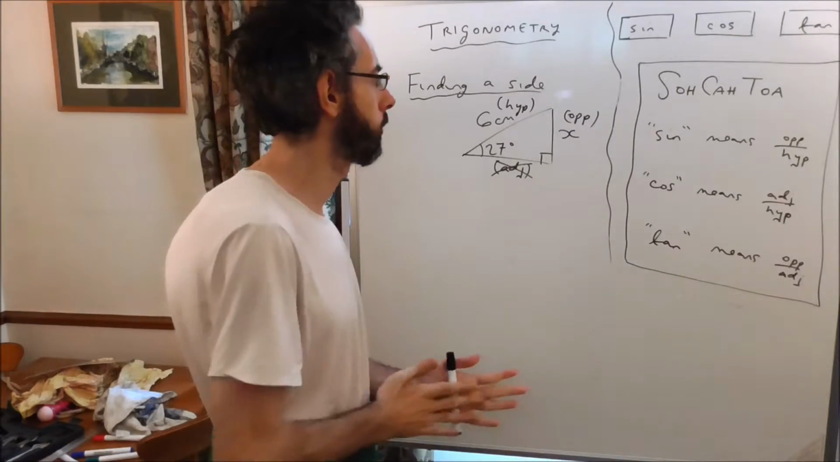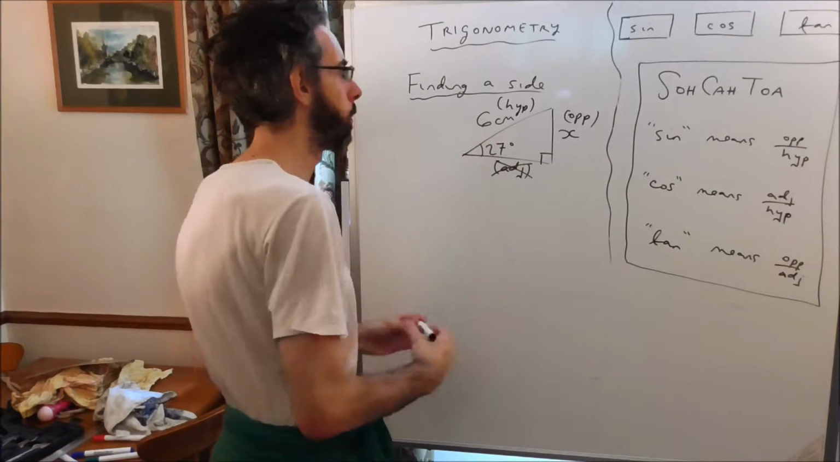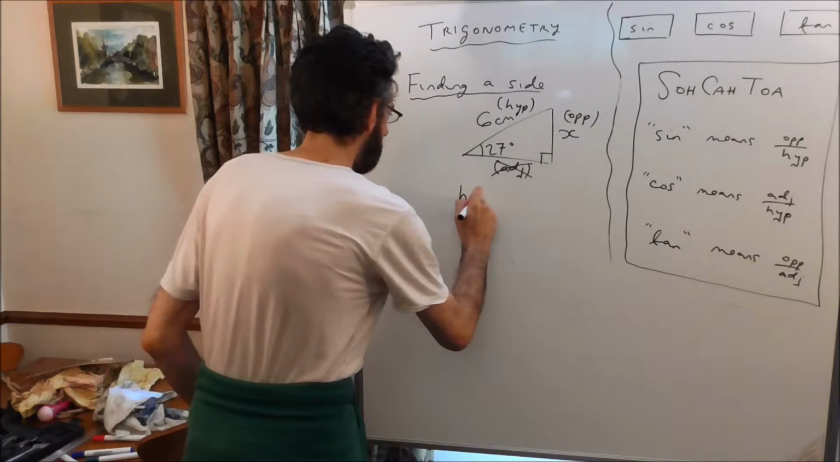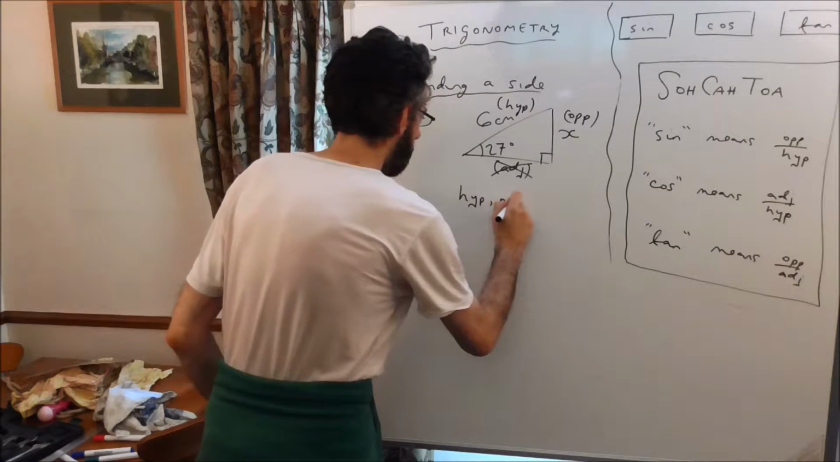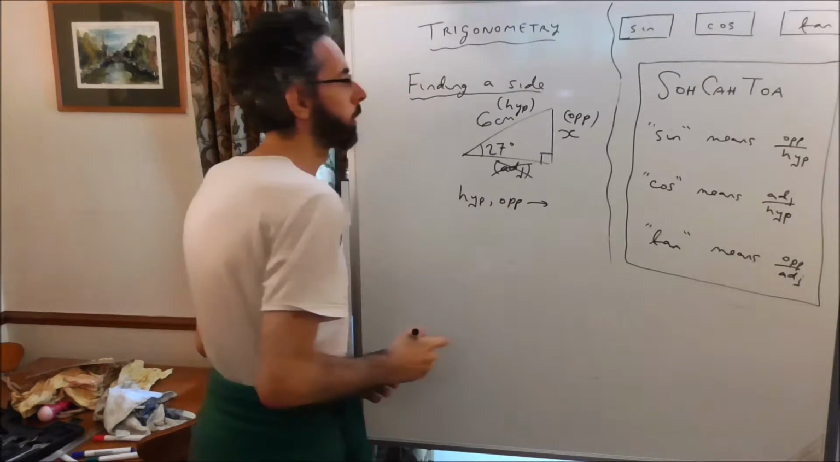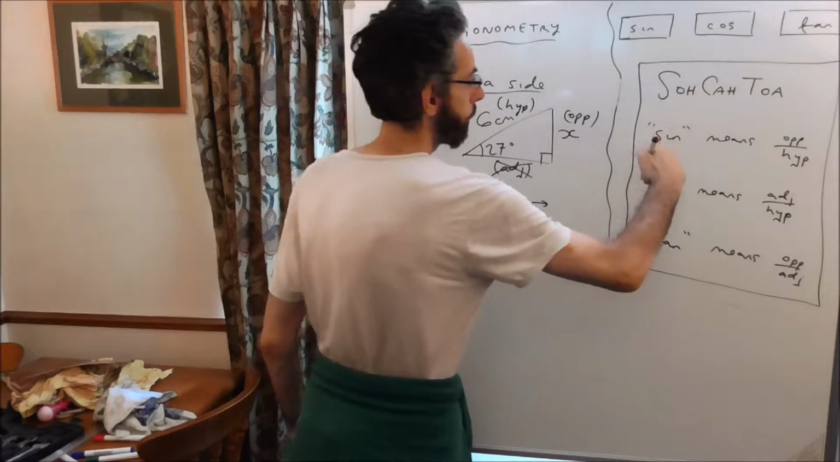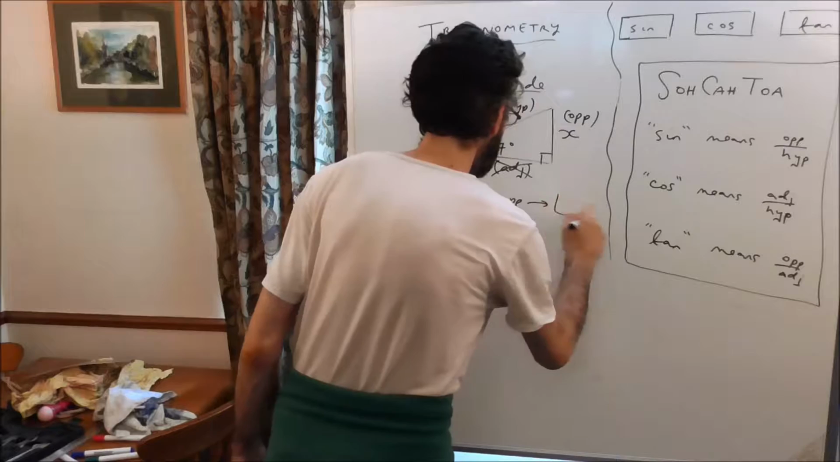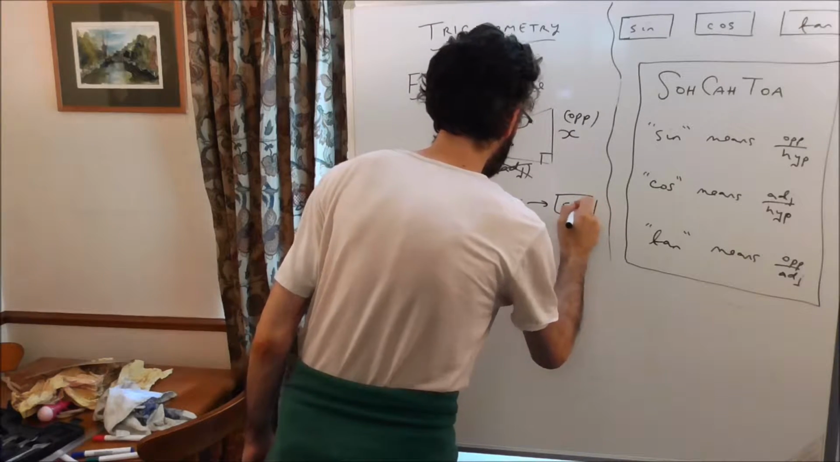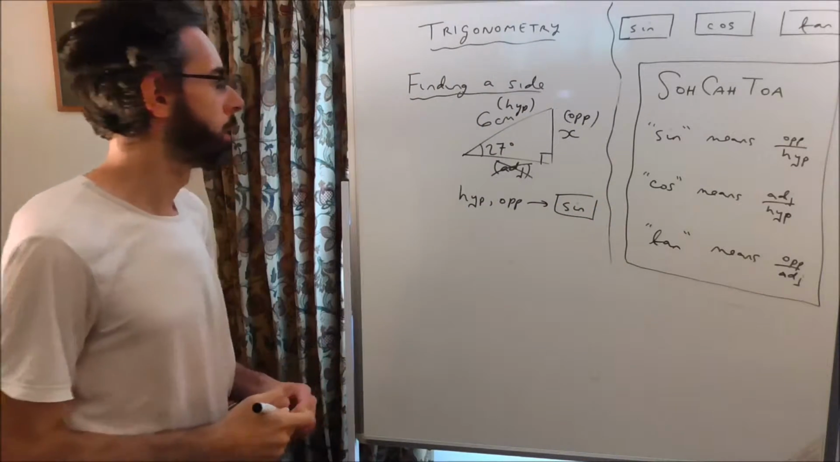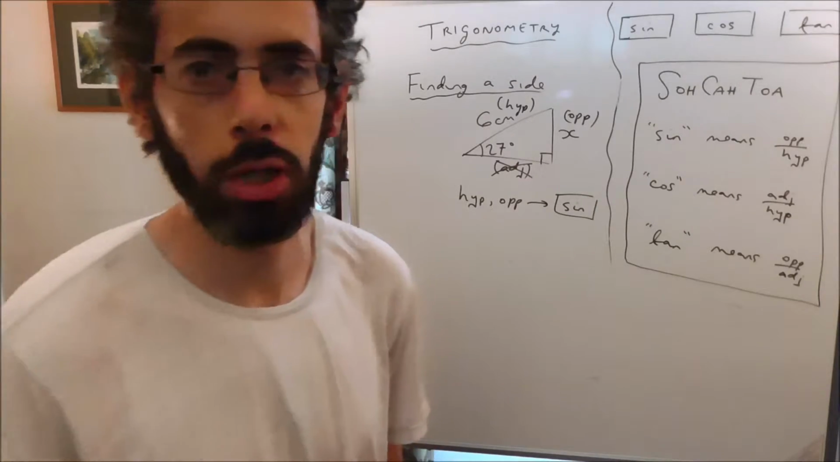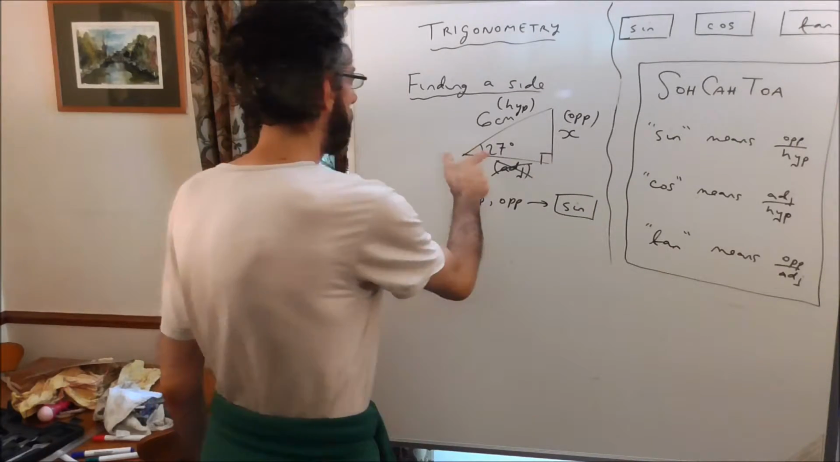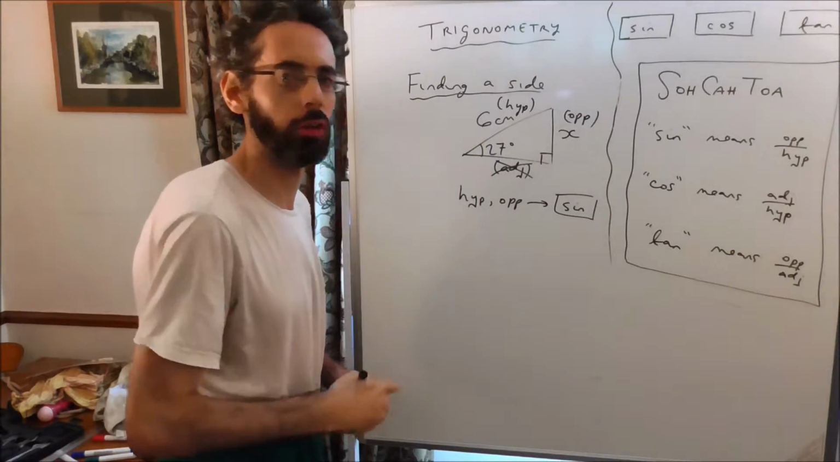So which button is to do with the hypotenuse and the opposite? Well, it's sine. Sine means opposite divided by hypotenuse. So we're going to be using the sine button. I'm just drawing it here as a button. So the first thing you need to do is press, because the angle is 27 degrees, sine 27.